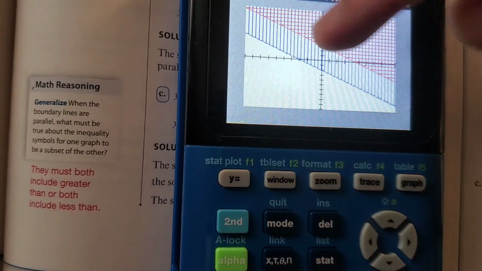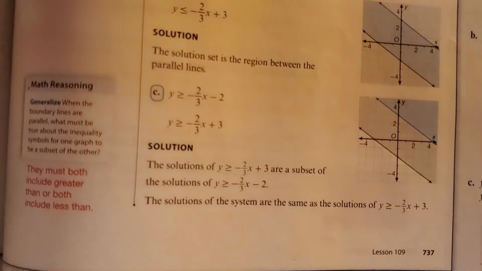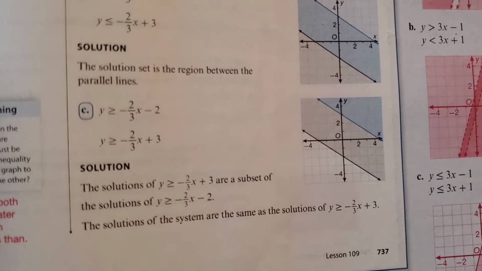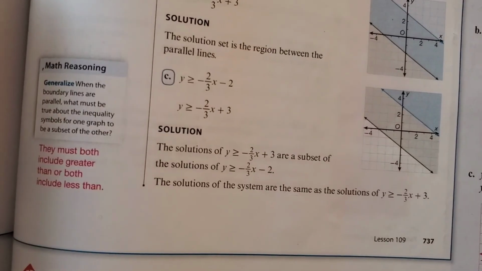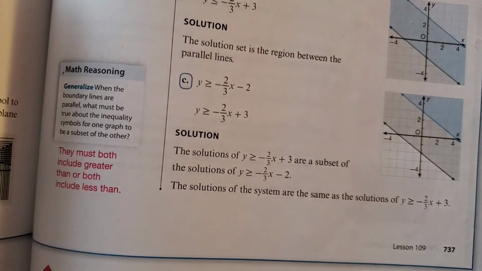The answer then would be the upper shaded region. Look at what your book says. Your book says that it would be the upper shaded region. So what I'm telling you is, if you know how to do this in a calculator, this lesson is pretty easy. And I think that's it for this lesson.